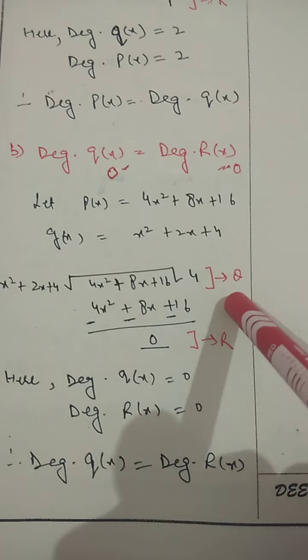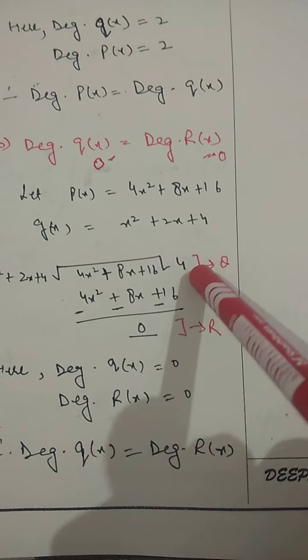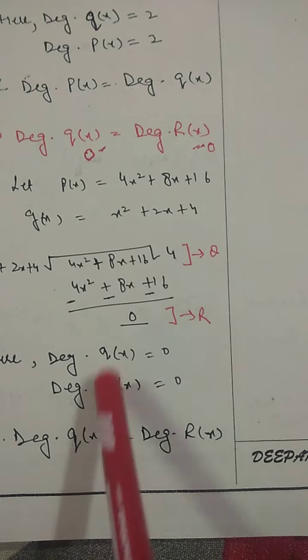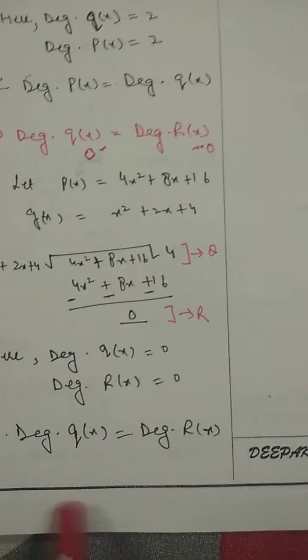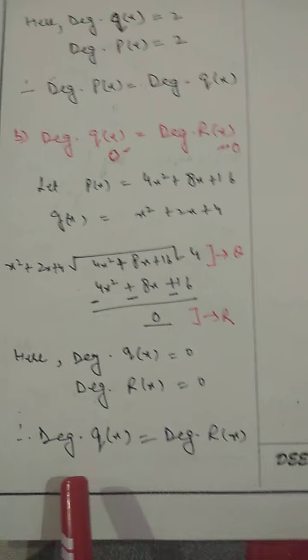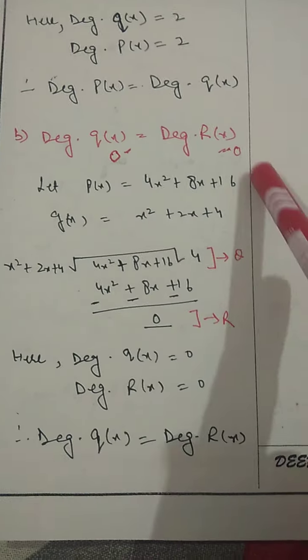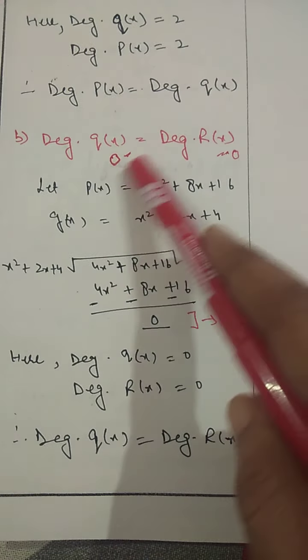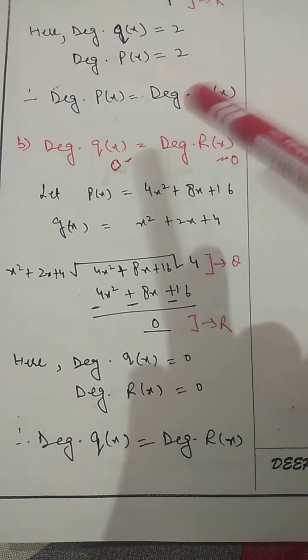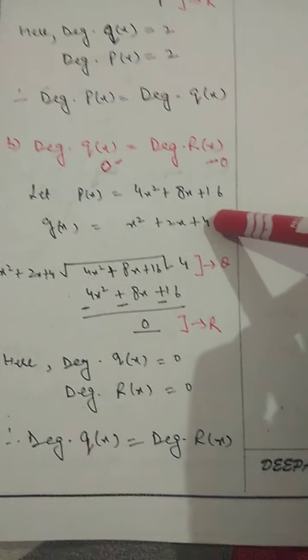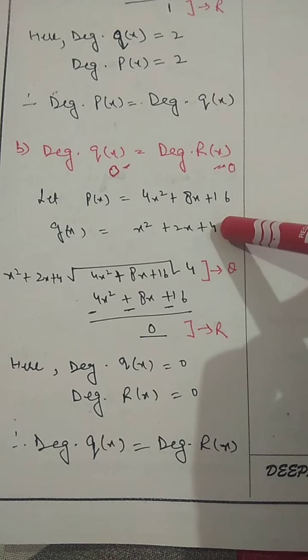It means the degree of quotient is 0, because it is a constant. The degree of remainder is also 0, because 0 is also a constant. So it proves that the degree of quotient is equal to the degree of remainder. Keeping this suggestion in your mind, you can take many more examples of these types of polynomials.